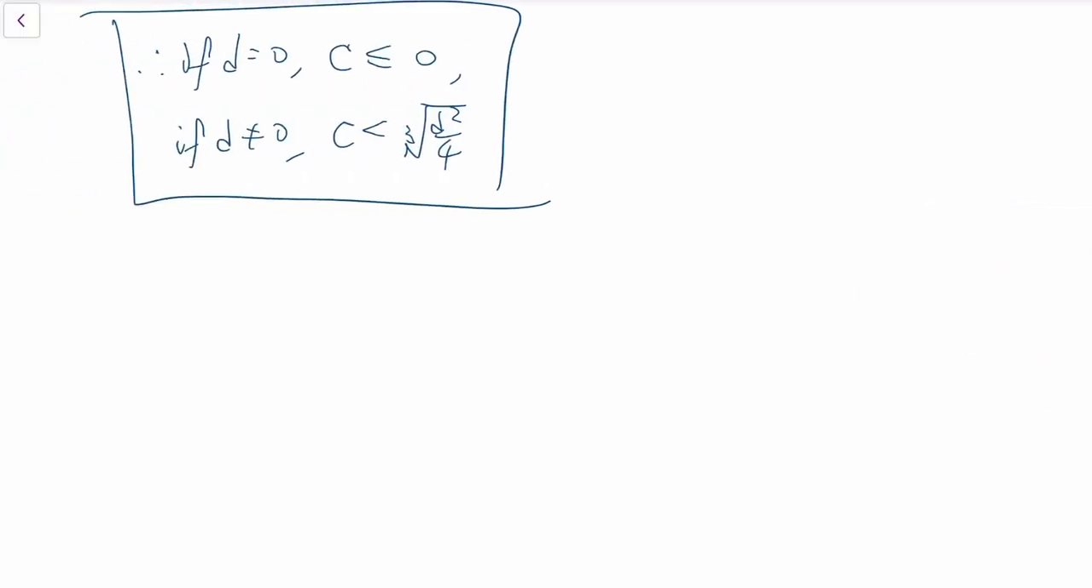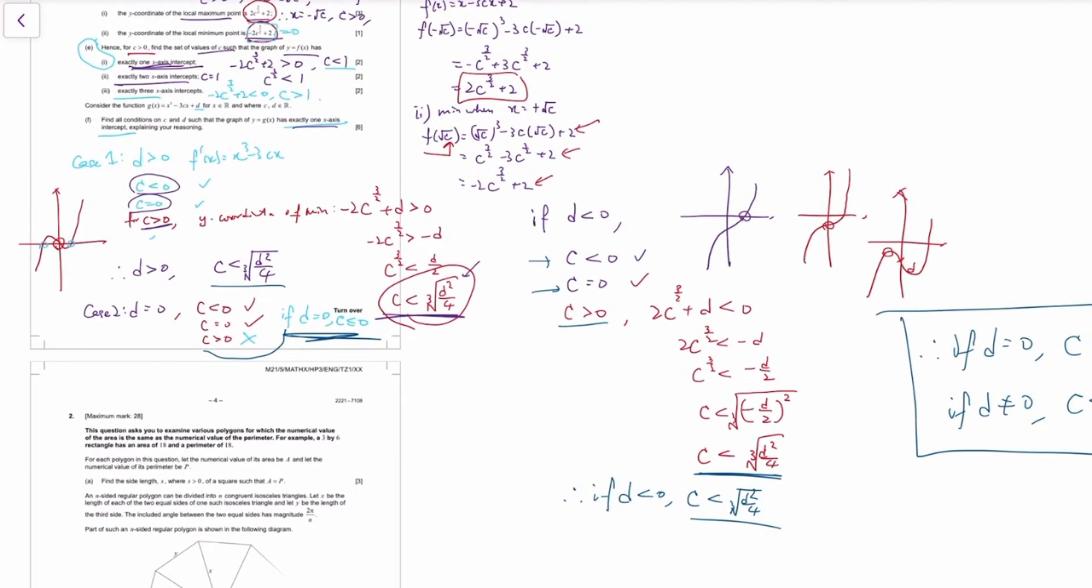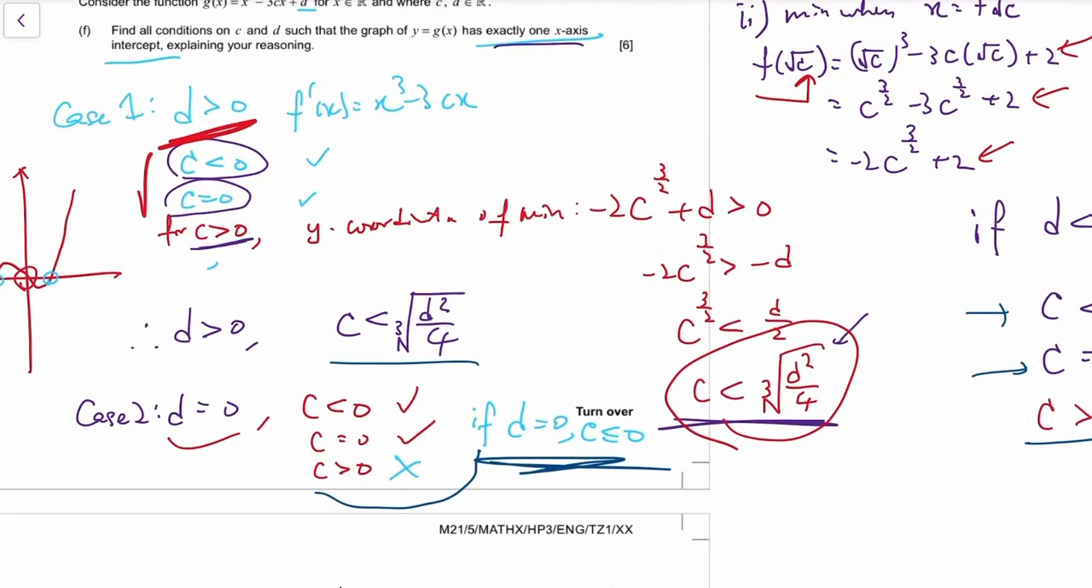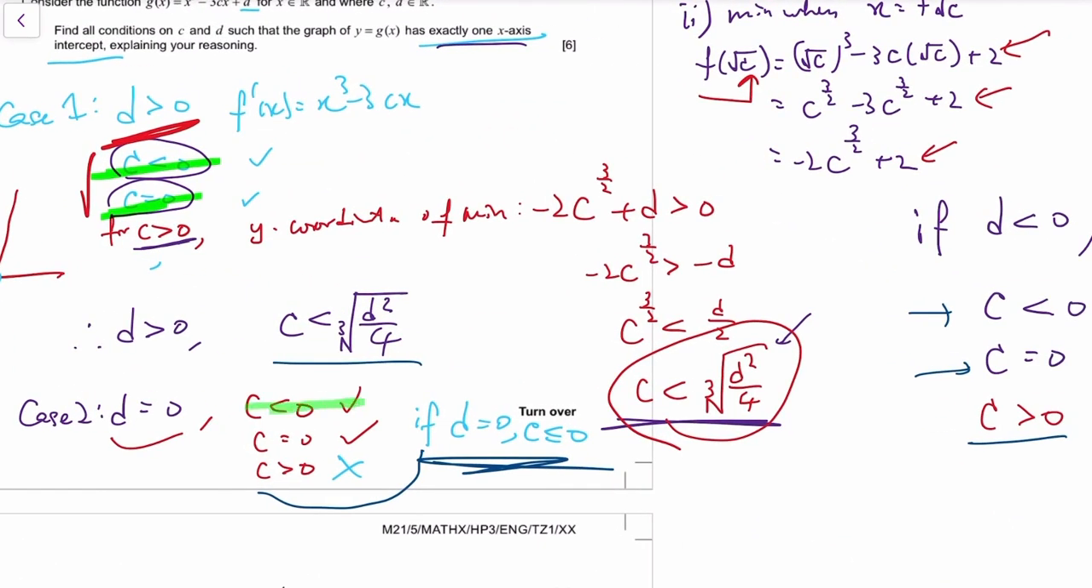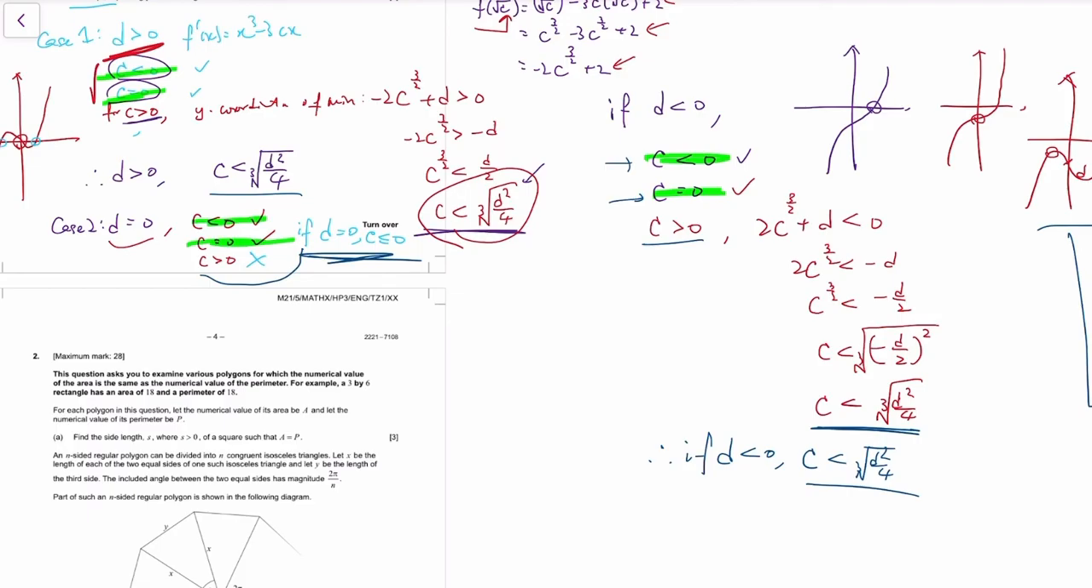All right, I've just checked the answer. Turns out the solution does it slightly differently than me. Instead of considering the cases for D, they consider cases for C. They consider what happens if C is less than or equal to 0. As you can see, if C is less than or equal to 0, it basically always works. No matter what D is, there's always only one x-intercept. But then consider if C is bigger than 0, then they think, okay, what if D is positive, what if D is negative, and so on and so forth.